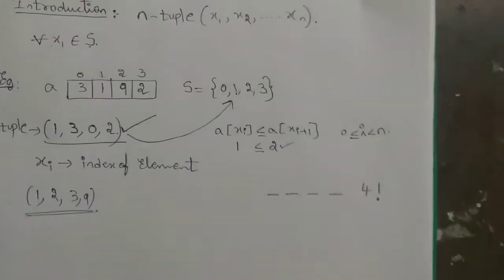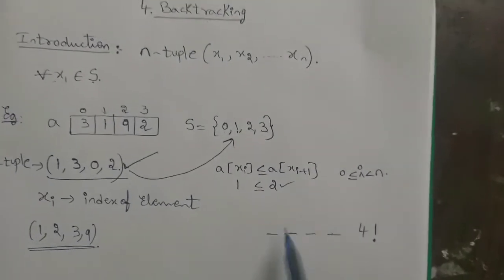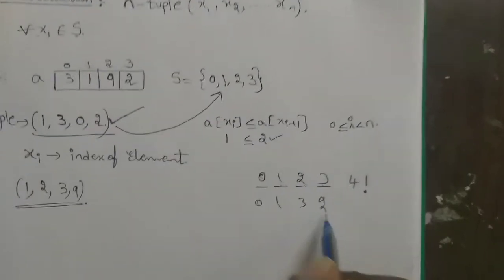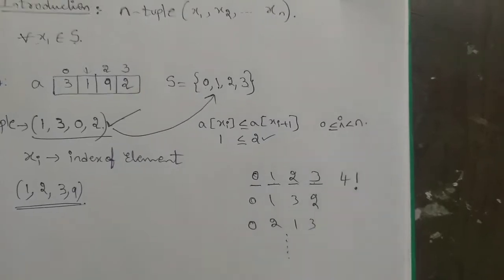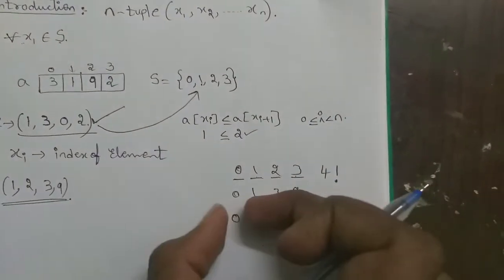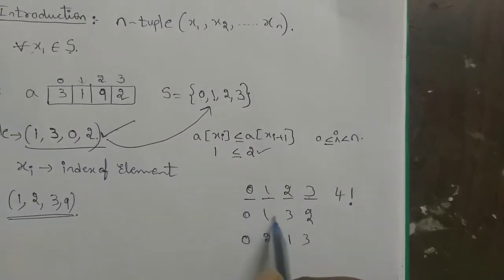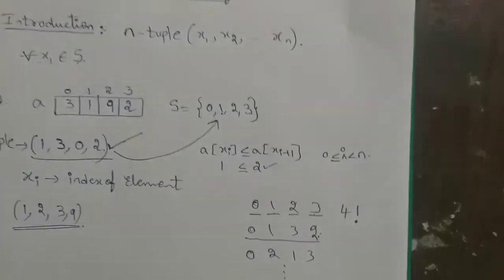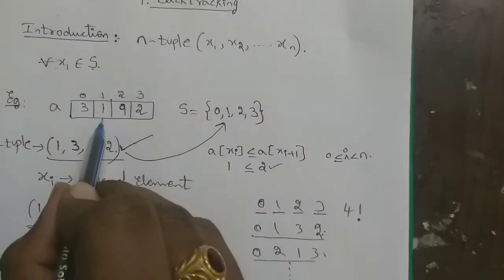For example, if we solve this using the brute force technique, the first arrangement may be 0 1 2 3, the second arrangement may be 0 1 3 2, the third arrangement may be 0 2 1 3, and so on. We keep on generating all the possible solution vectors. After generating one solution vector, we check whether it is in sorted order or not. After generating the second solution vector, we check whether it is in sorted order or not.